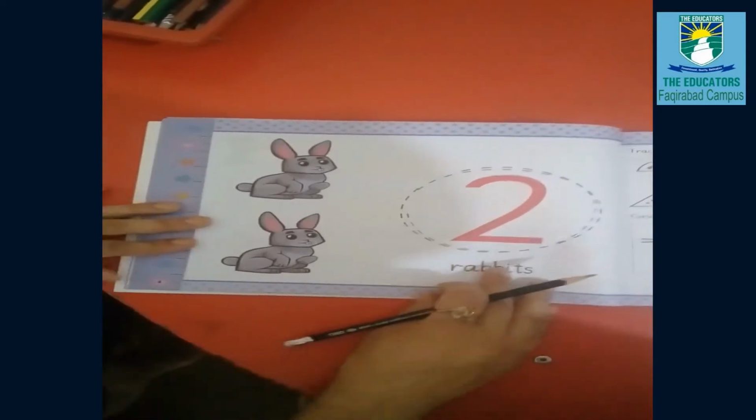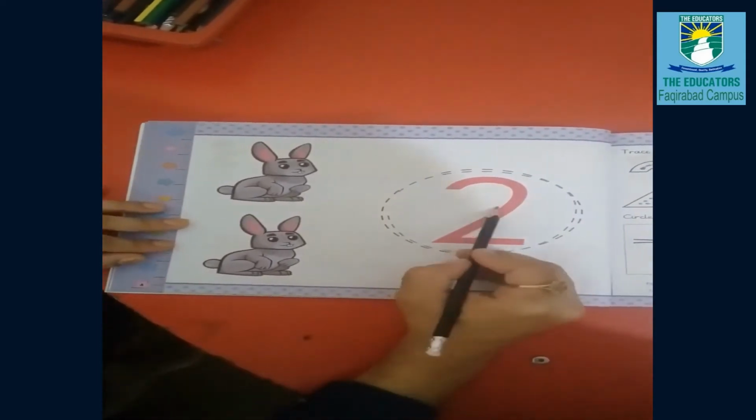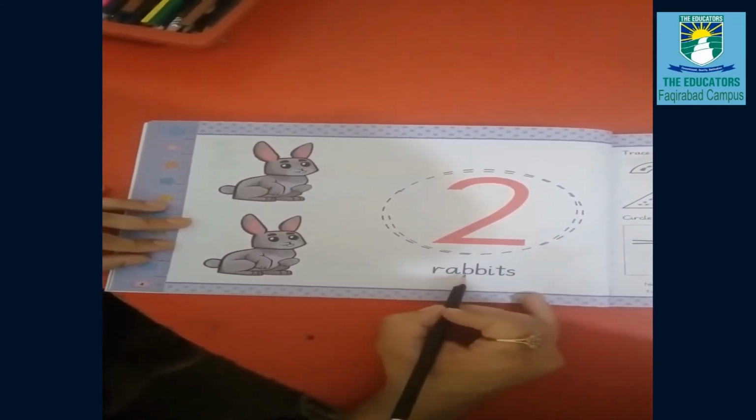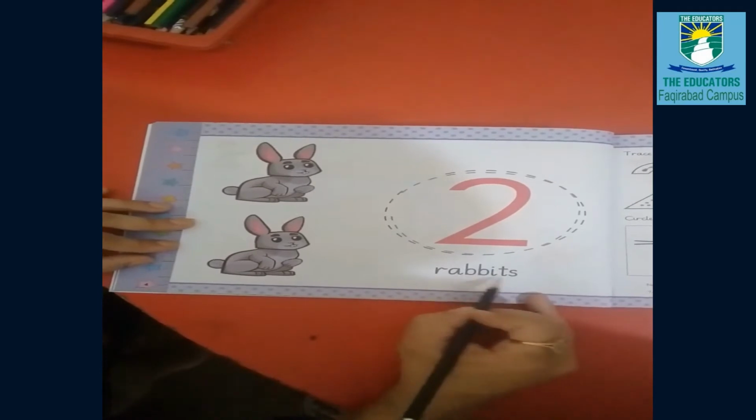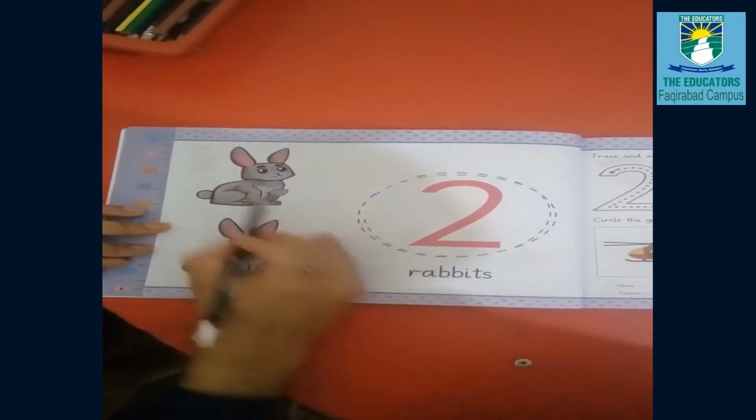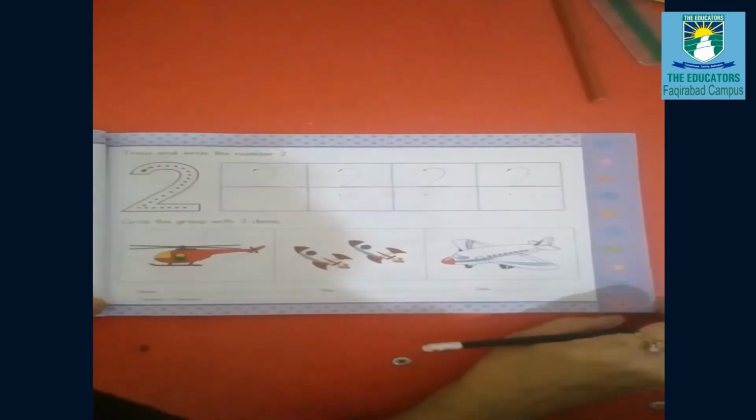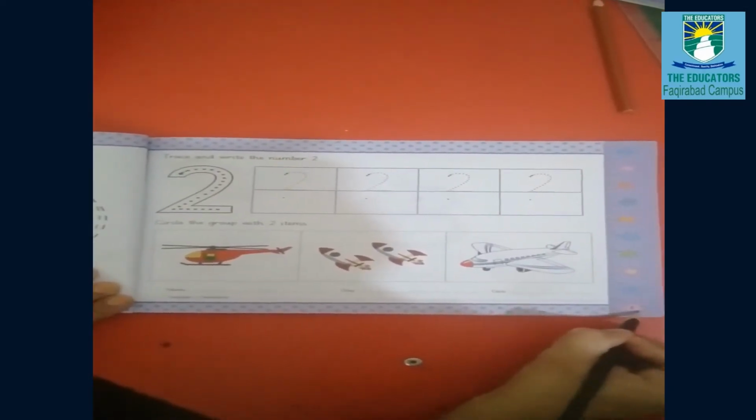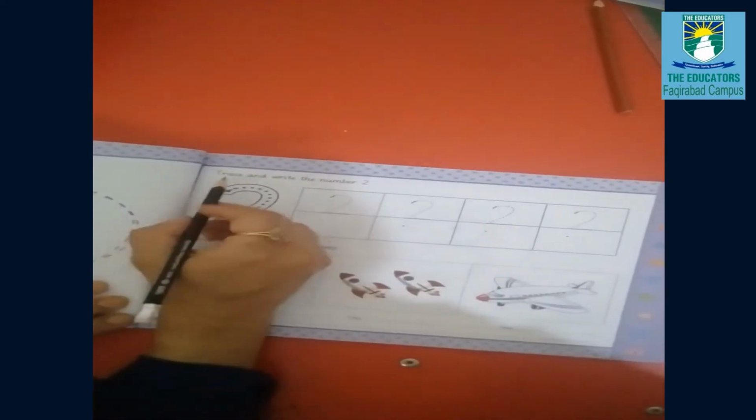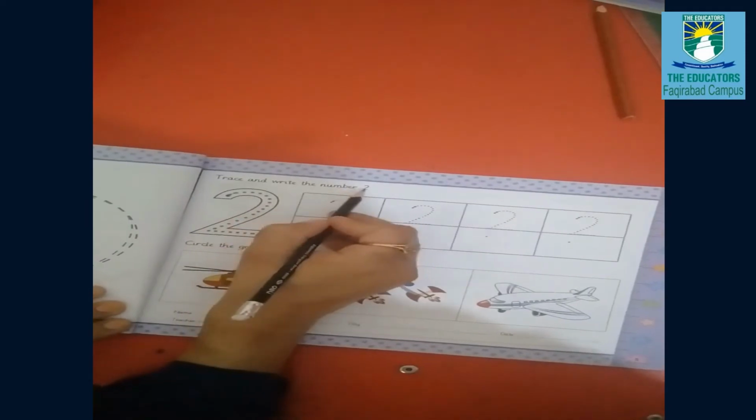Now read with me on page number 4. 2 rabbits. These are the spelling of rabbits. R-A-B-B-I-T-S. Rabbits. 2 rabbits. So my dear cute students, the next page is page number 5. Please open it. Here, trace and write the number 2.